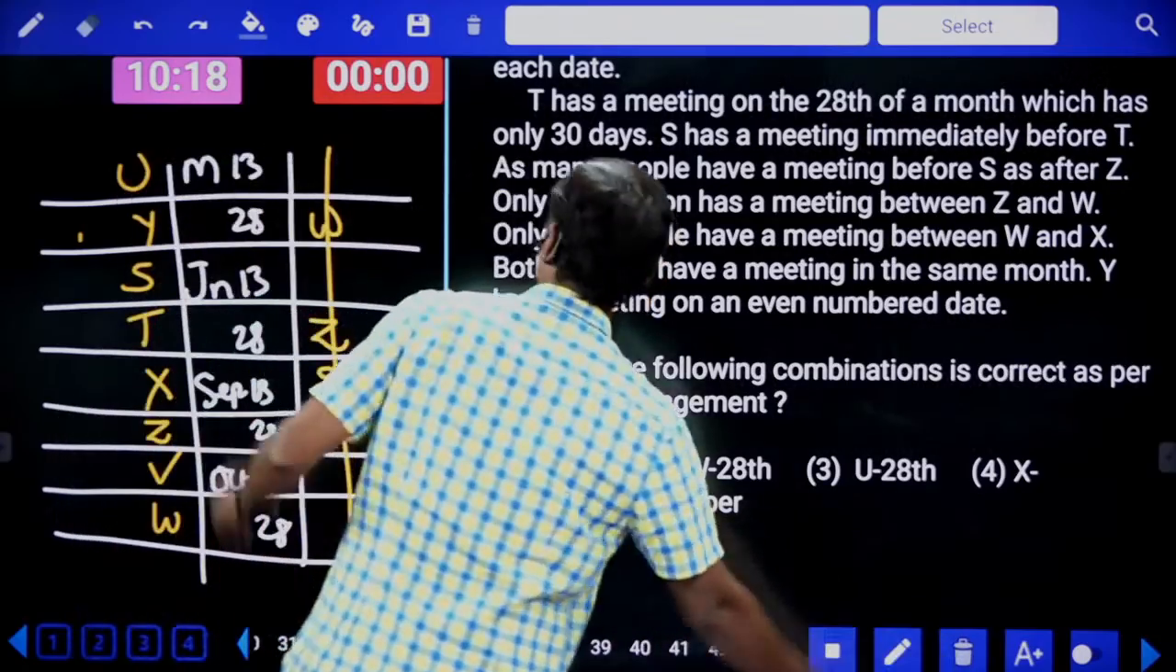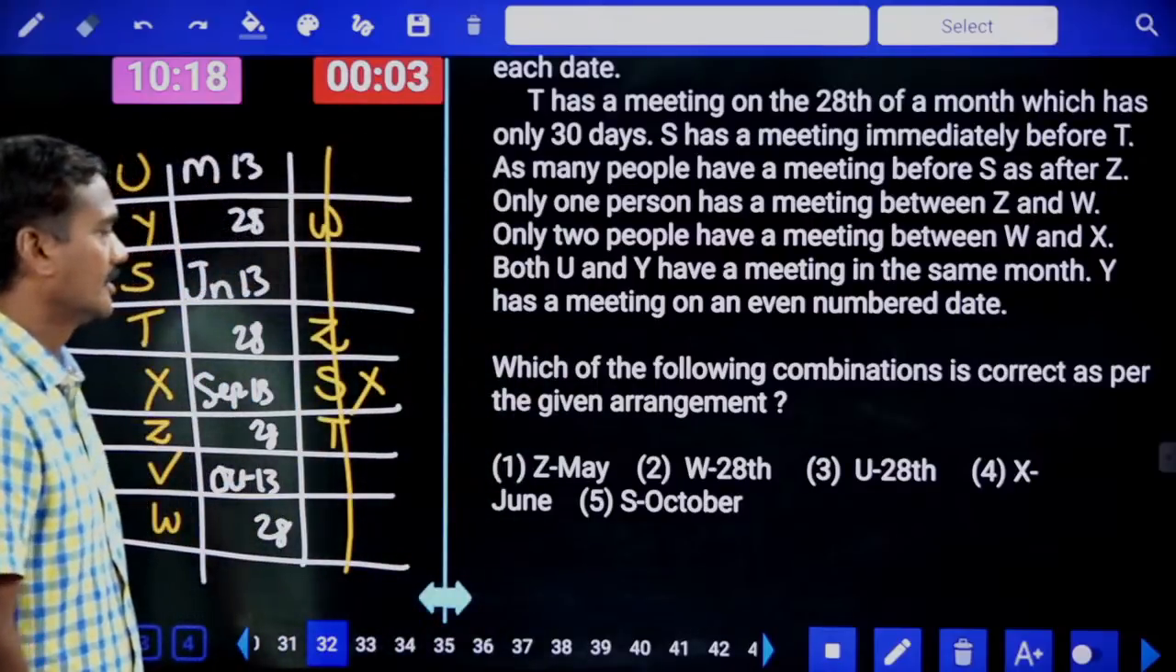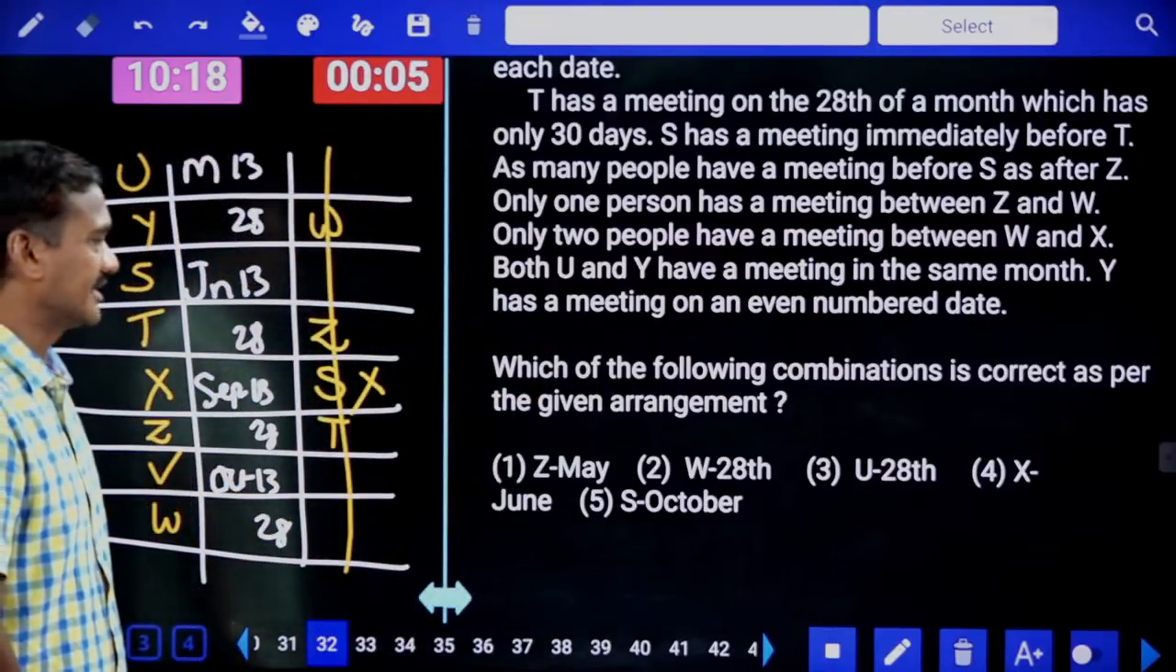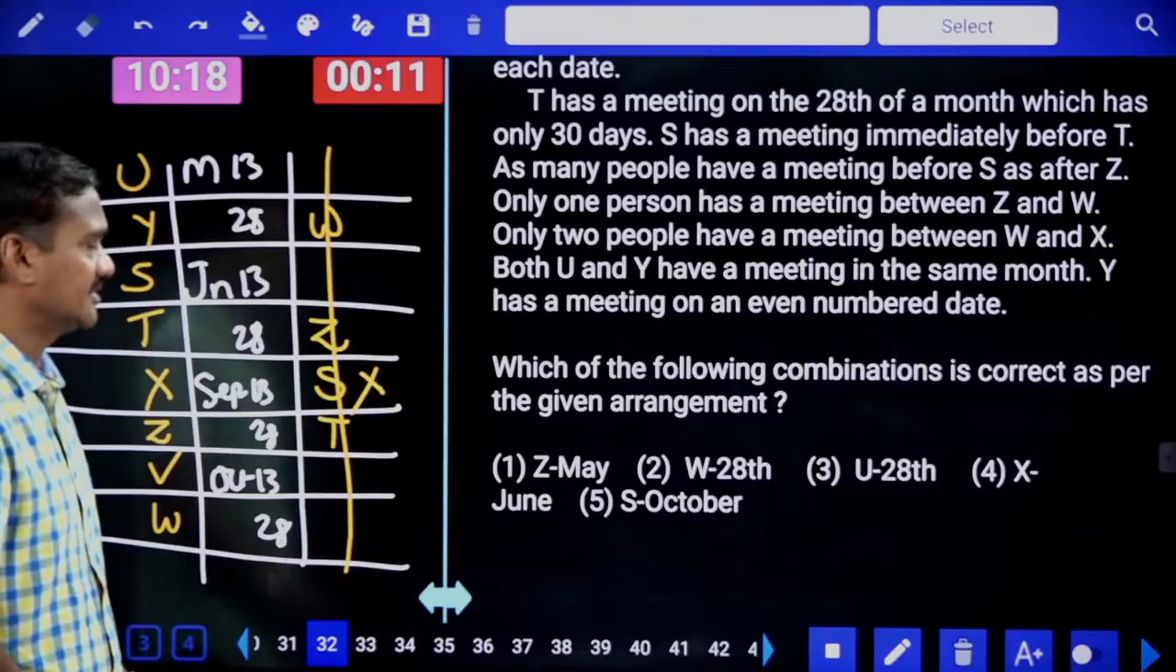Then coming to question number 32. Which of the following combinations is correct as per the given arrangement?